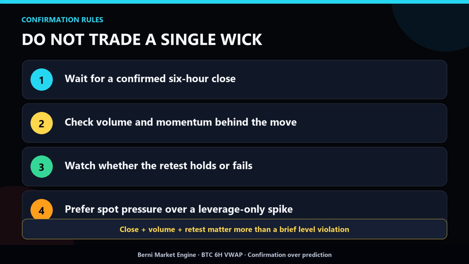The confirmation process has 4 steps. First, wait for a confirmed 6-hour close. Second, check volume and momentum. Third, watch whether the retest holds or fails. Fourth, prefer genuine spot demand or selling pressure over a move driven only by leverage. This reduces the risk of reacting to a brief wick or a false breakout.